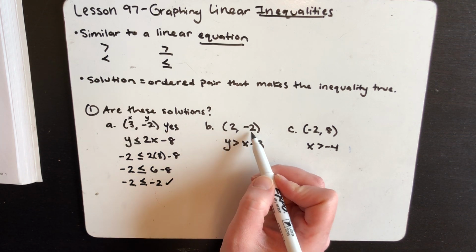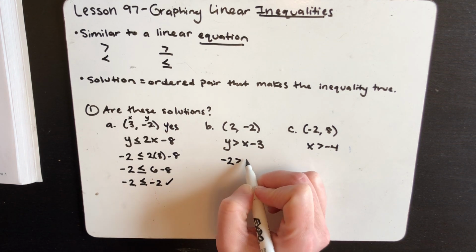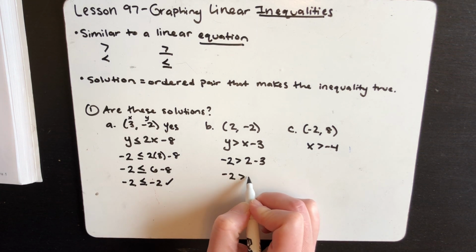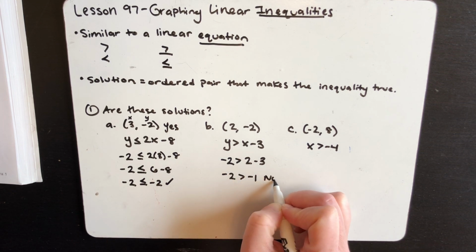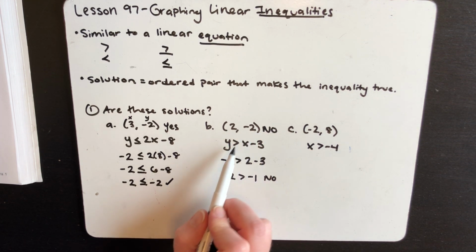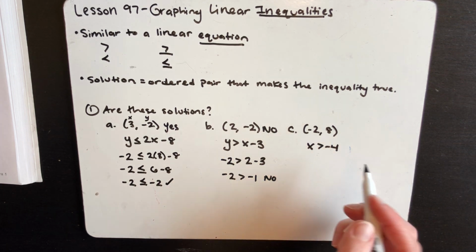All right, is 2, -2 a solution to this linear inequality? Is -2 greater than 2 minus 3? Is -2 greater than -1? No, it is not. So no, this ordered pair is not a solution to this linear inequality. All right, how about our last one?